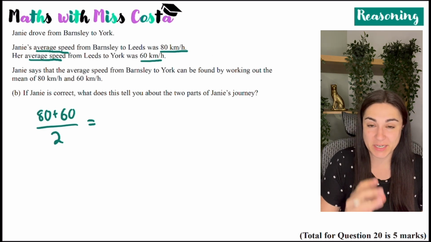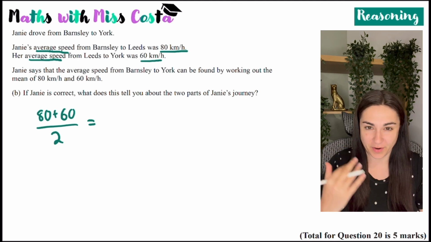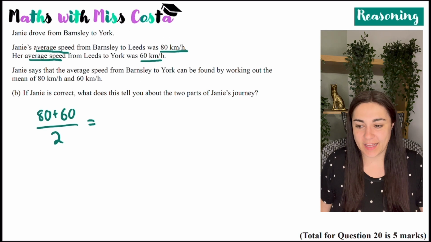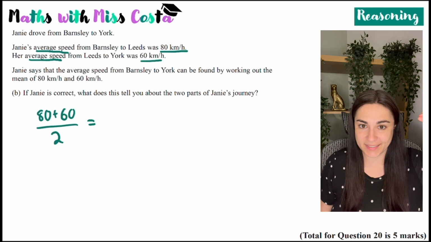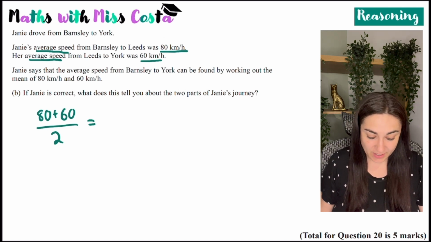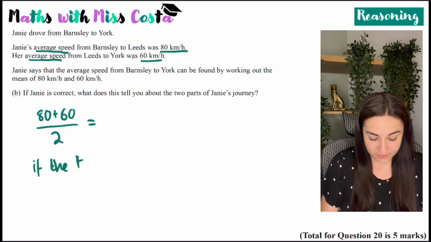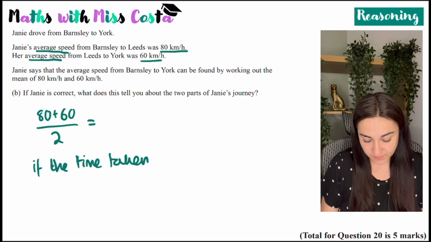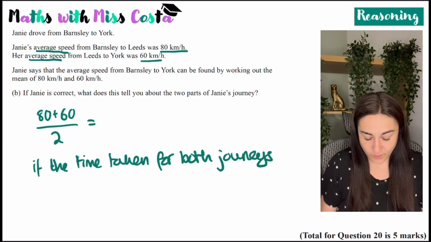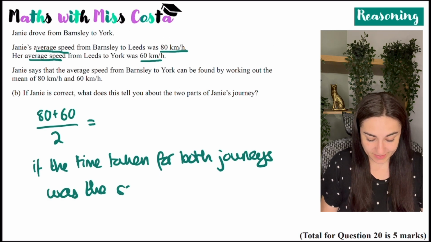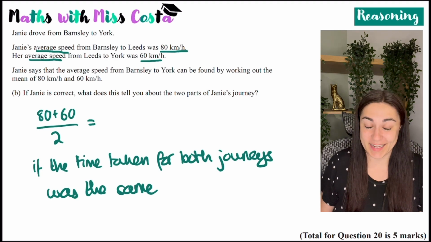Well, the reason we can't just work out the average speed by adding up the speeds together and dividing by 2 is because generally there's a different length of distance and a different length of time. So we need the total distance divided by the total time. So the only way that Jamie could be correct is if the time taken for both journeys was the same. But it's quite an in-depth question to really understand it properly.